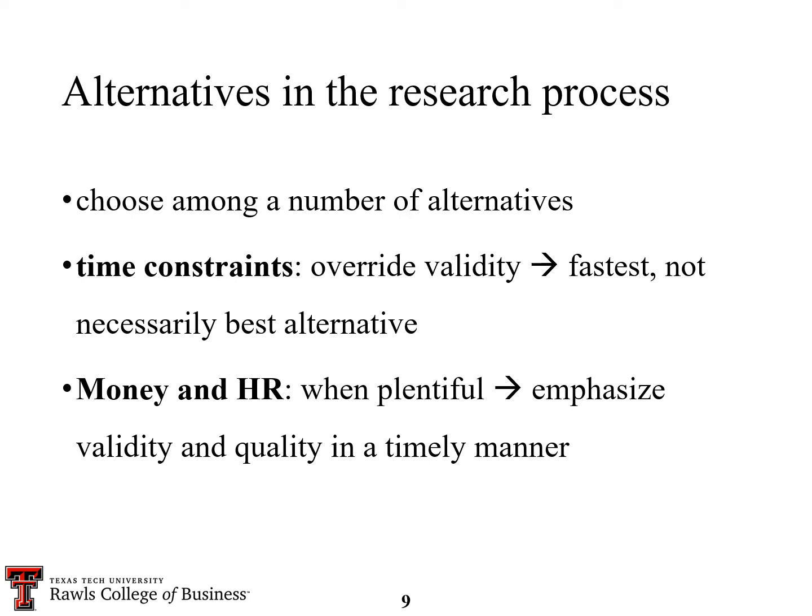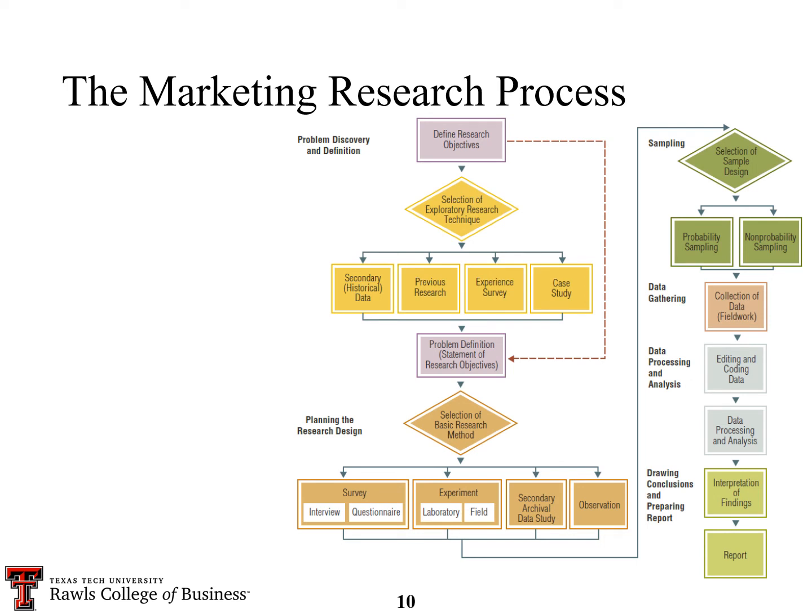And a lot of times with money and human resources, whenever we have both of those plentiful and available, we can get higher quality and more valid data in a more timely manner because we have the money to be able to pay participants to give us good quality information, and we have the human resources to be able to also go out and collect that data as well. So this is a really nice visual in your textbook as well. It's a lot bigger than that smaller visual that I showed you a couple slides ago, but this really gets to the heart of the full research process.